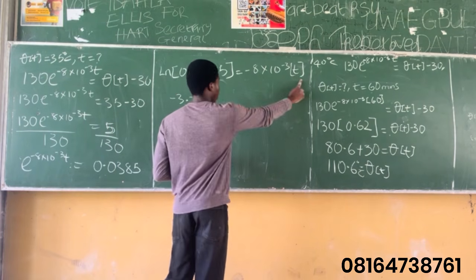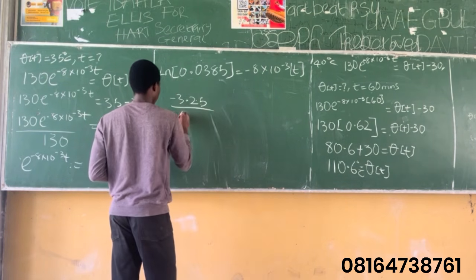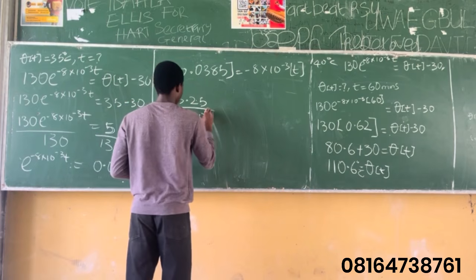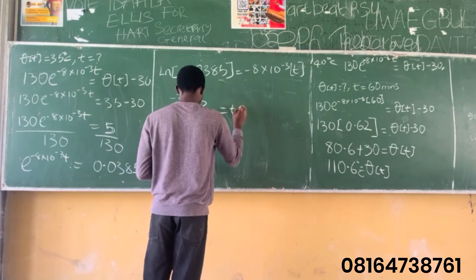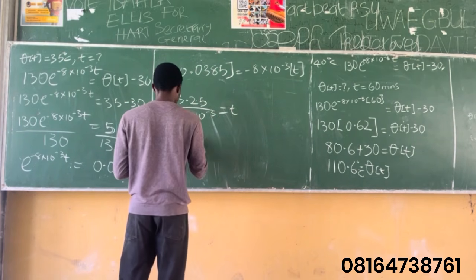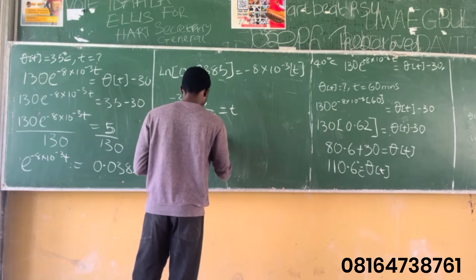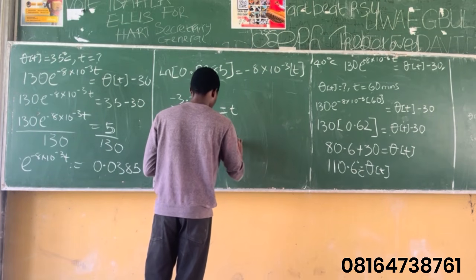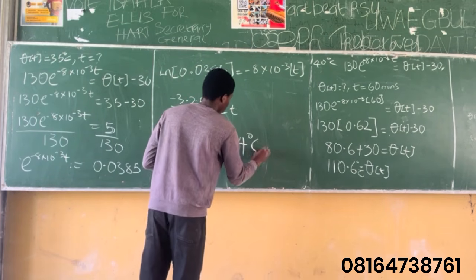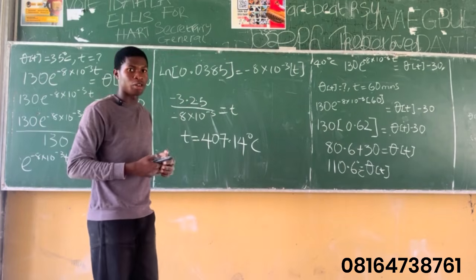Now we are going to be dividing to get the value of t. Dividing by minus 8 times 10 raised to power minus 3, we get t, which is equal to 407.14. So that is the final answer for this problem.